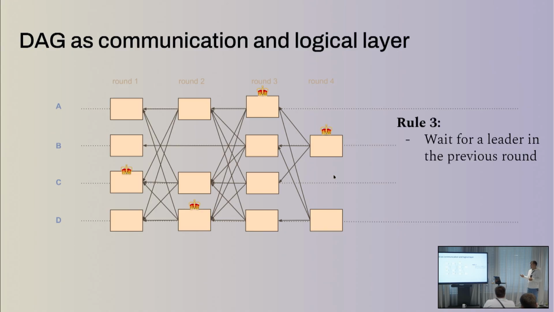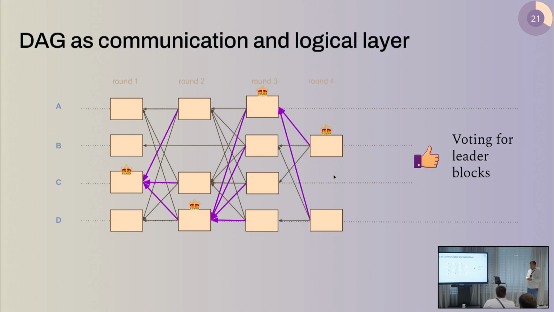So the mechanics for that is that we do some voting directly on this DAG. How do we do this? We just again employ the same references that we have, and this voting will be somehow counted, and we will decide whether to use this leader block for linearization or not.